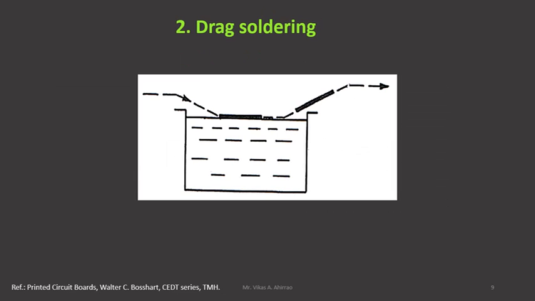If we want to carry out soldering continuously for certain PCBs, then drag soldering is used. The PCBs are carried on a conveyor system. They move onto the molten solder surface, and again, very similar to the angled dip, the PCB is tilted, as there is a tilting angle present for the conveyor, and then it is taken out.